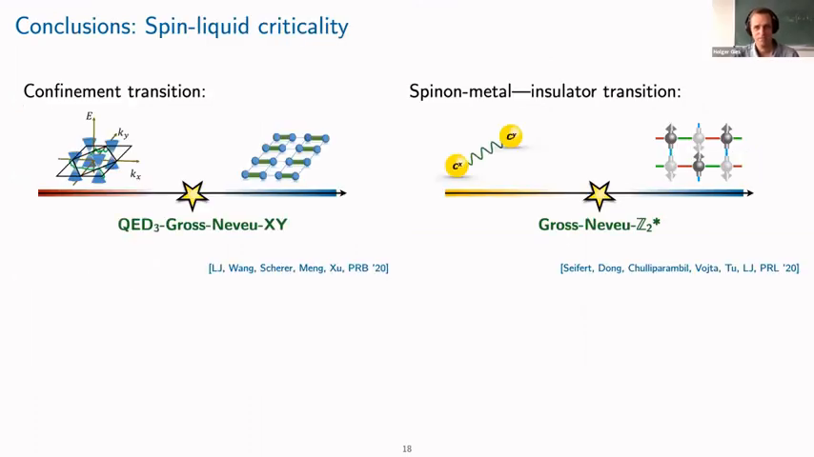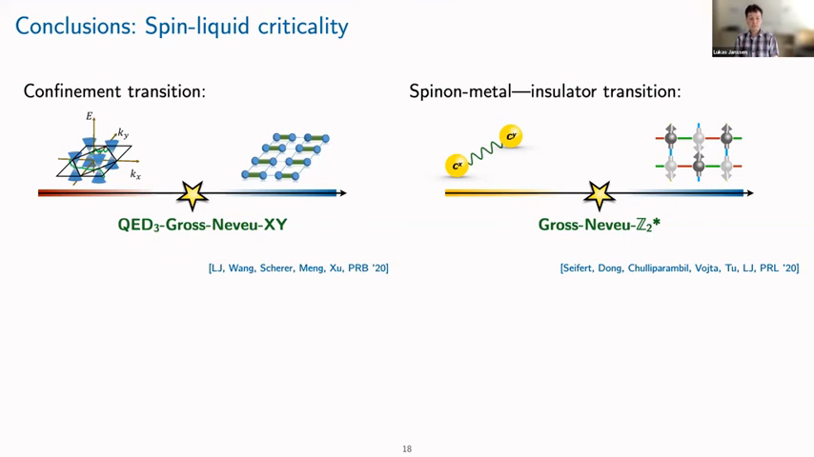I have shown you two examples of flatland quantum phase transitions involving fractionalized states of matter. The first one involves a gapless U(1) gauge field, and this transition can be understood as a confinement transition with characteristic exponents that now significantly differ from the usual Gross-Neveu-Yukawa universality class without gauge field. The second example features a gapped Z2 gauge field, and this can be understood as a spinon metal-insulator transition. However, despite that the gauge field is gapped, it still leaves significant imprints on the universal behavior, in particular the spectrum.